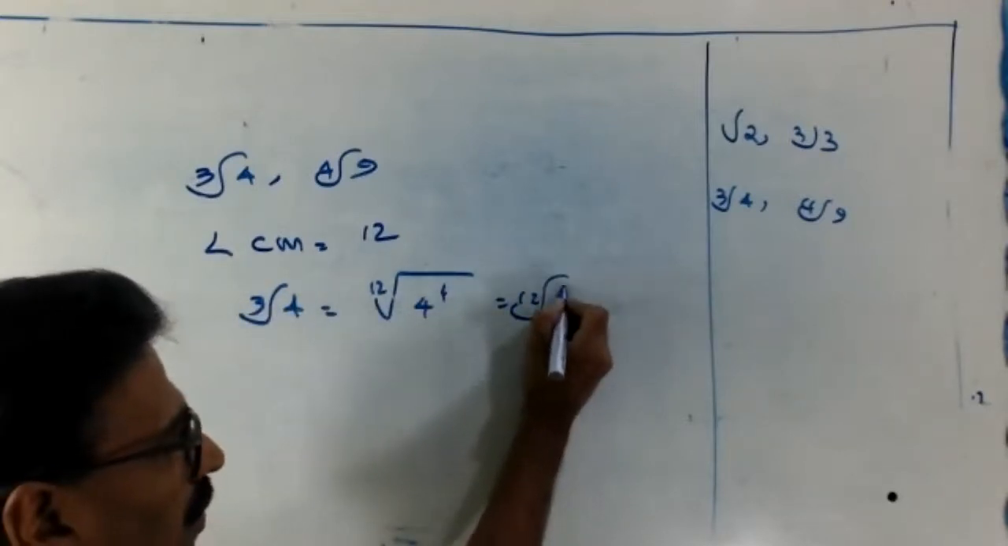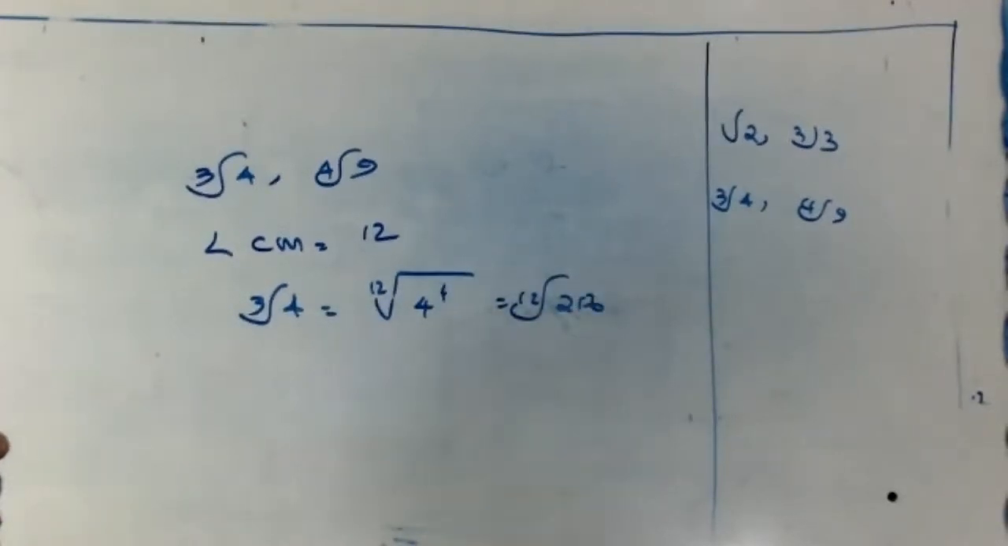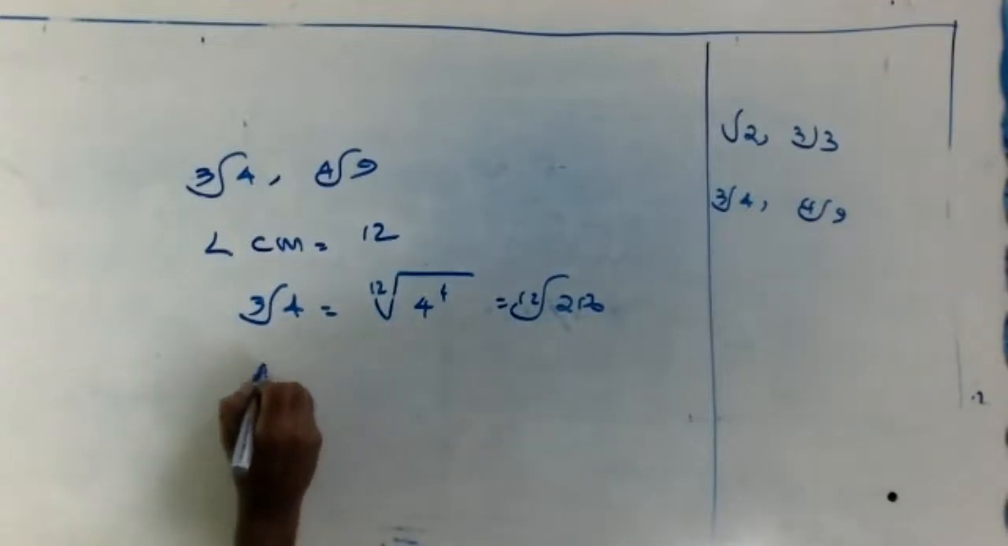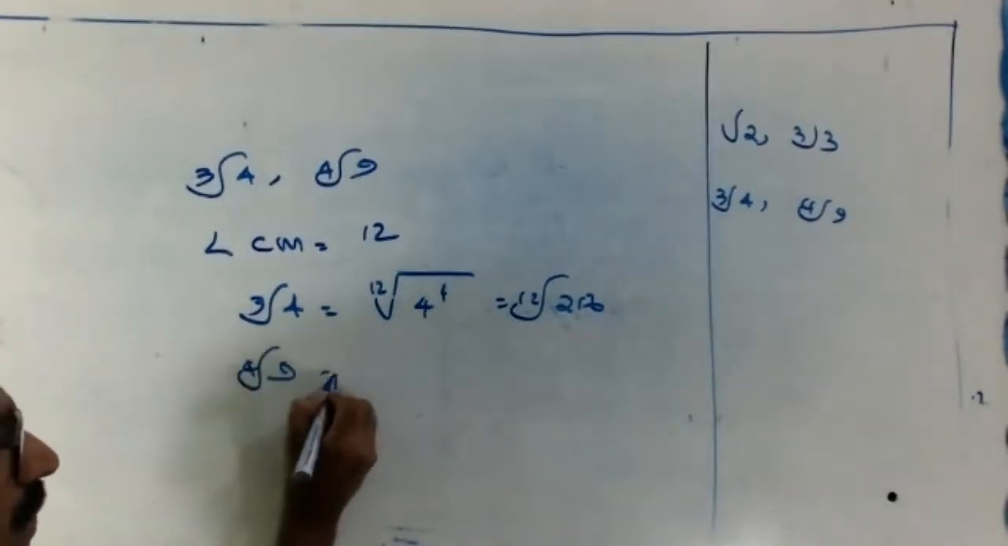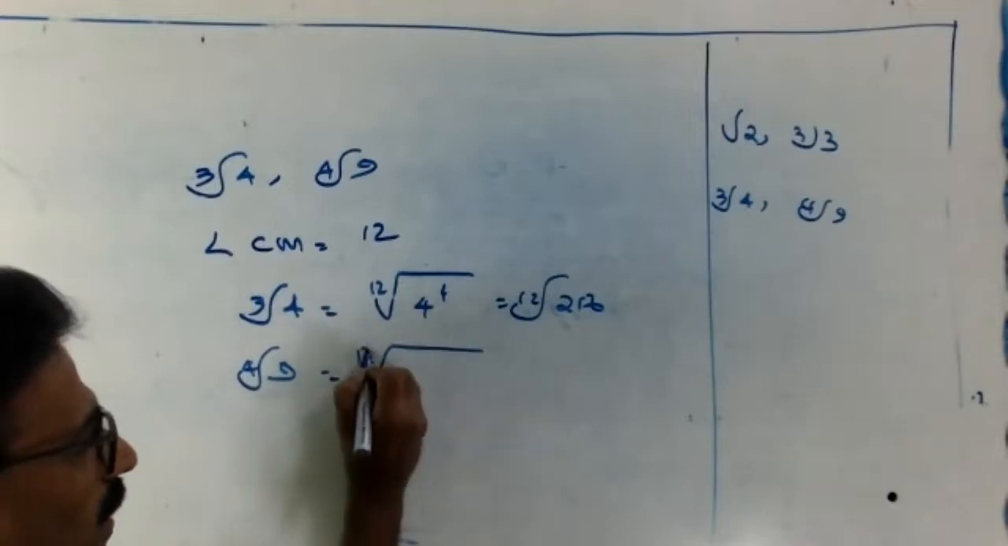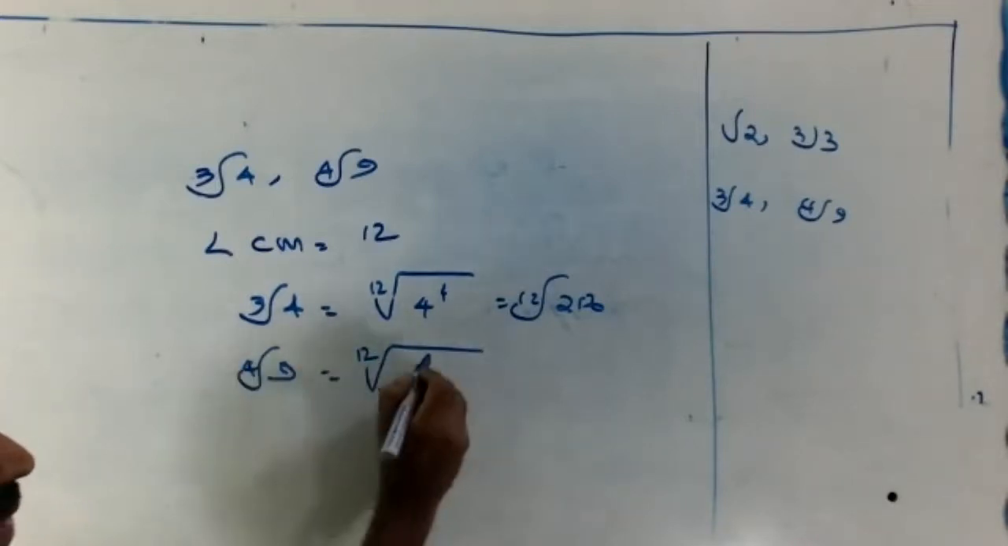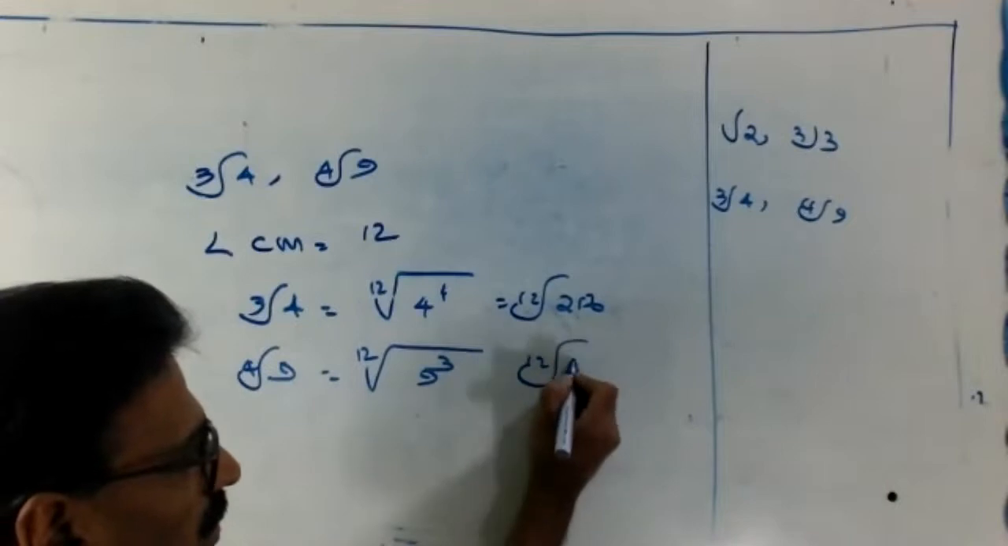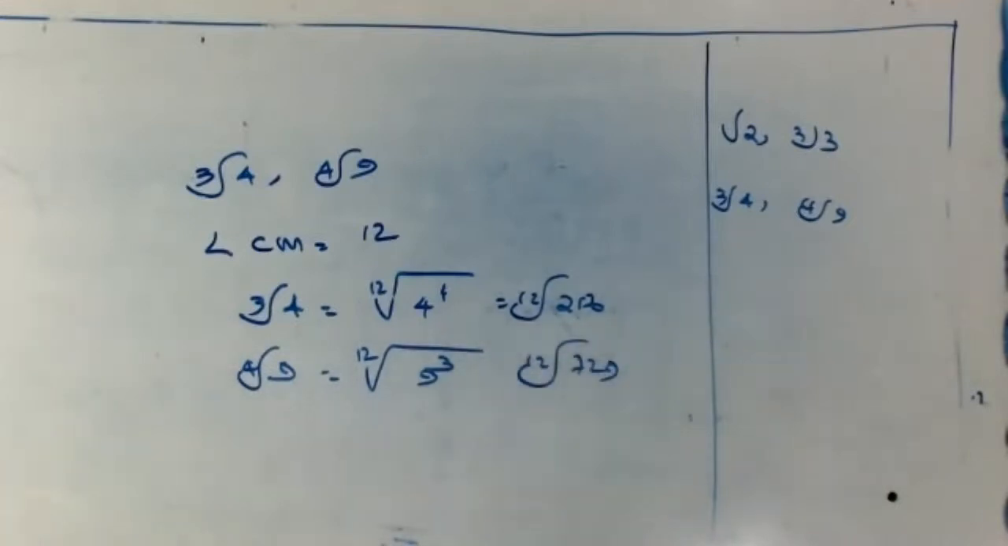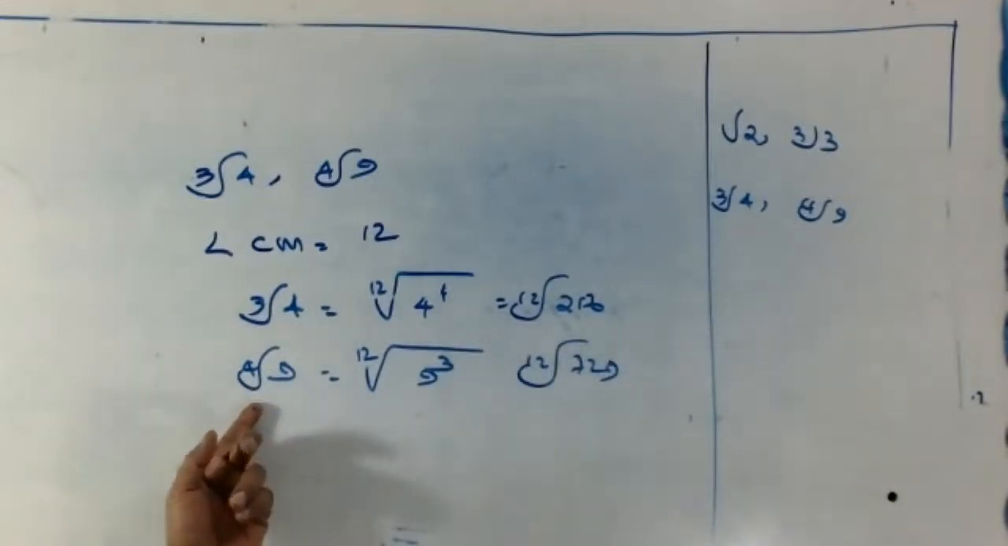That is 12th root of 256. Then 4th root of 9 equal to 12 here, 9 here. 12 divided by 4, 3. How much? 12th root of 729. So which is greater? This is greater, accordingly this is greater.